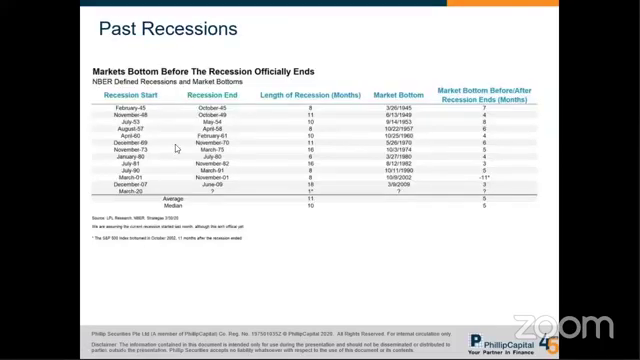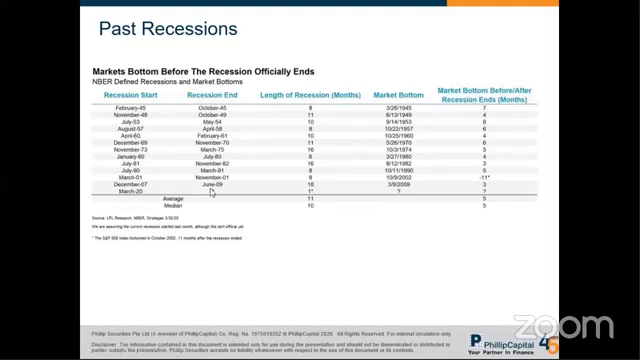So this one is sharing about past recession cycles. It shares all these details: the market always bottoms out before the recession officially ends. It tells you when the recession started, what the length of the recession was, and when the market bottomed, and you can see that the market actually bottomed before or after the recession ended. So this is all the past data.